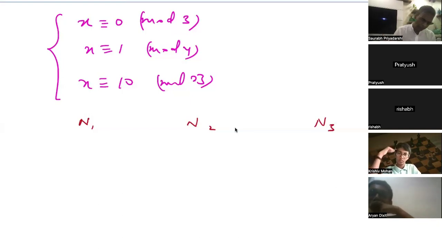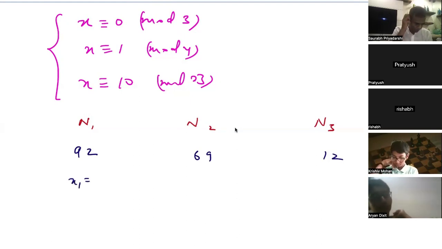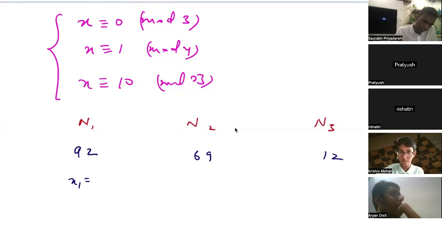N1 is 92. Sir, N1 is 92, N2 is 69, and N3 is 12. Well, A1, A2, A3 is there. X1, X2, X3 we have to find. So x1 is 1. 92x congruent to 1 mod 3.